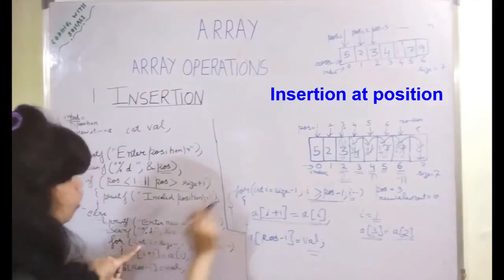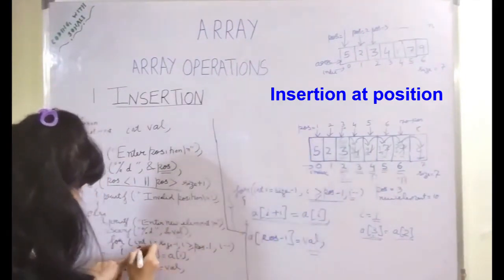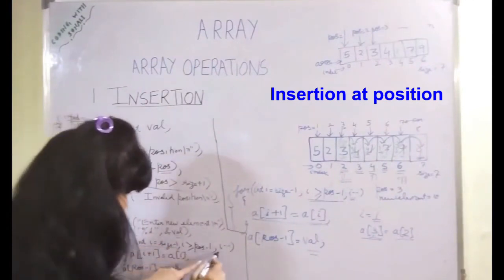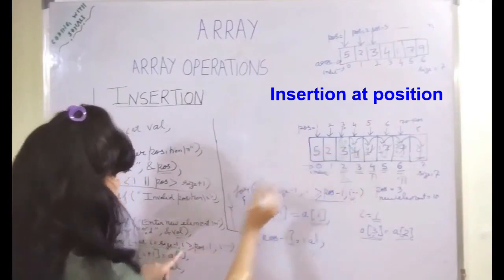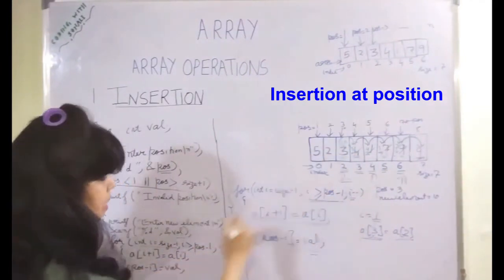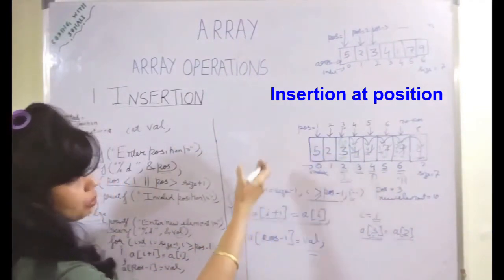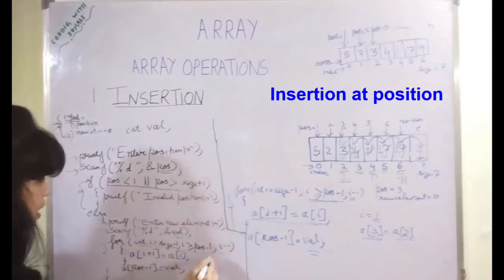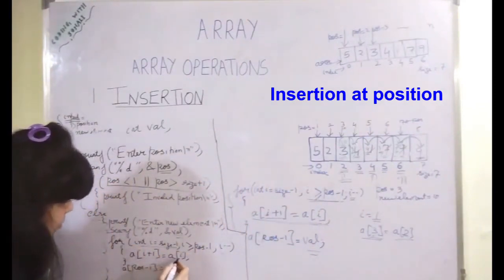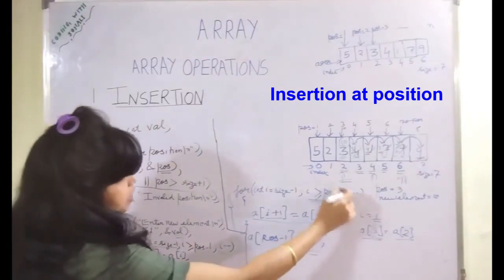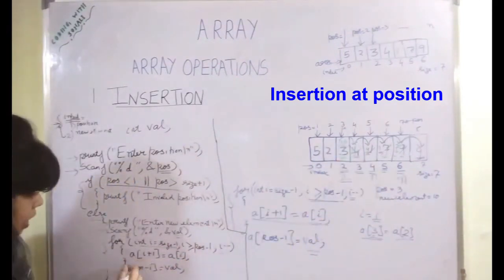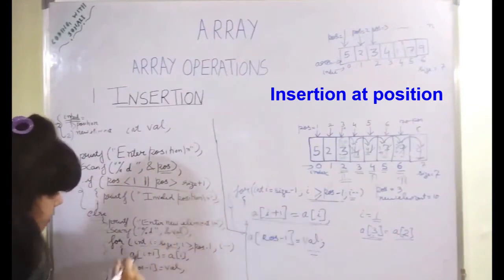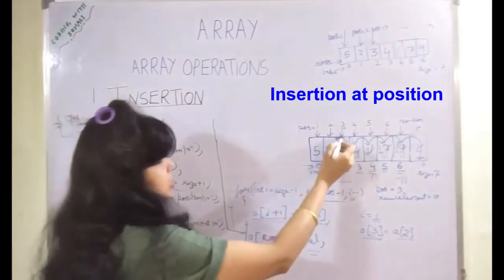Then we will start from the end, that is, i is equal to size minus 1, and it should go till position minus 1. And i minus minus, because we are starting from the last towards the position. Therefore, we are decrementing i. And therefore, A of i plus 1 is equal to A of i, which we have seen, that is how to do these shifts.